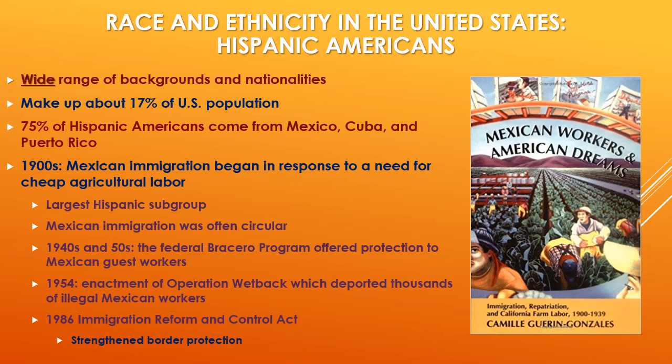Mexican immigration to the United States began in the early 1900s as Mexican citizens began moving to the U.S. to work in agriculture. Mexican immigration was often circular, as immigrants would move back and forth between the U.S. and Mexico based on the agricultural seasons. During the 1940s and 1950s, the U.S. government implemented the federal Bracero program, which offered protection to Mexican guest workers.